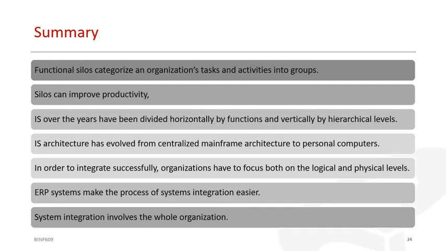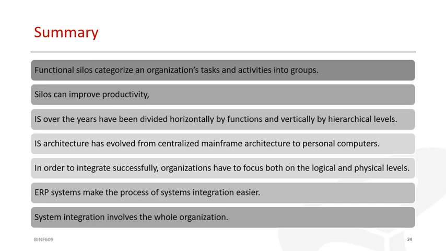So in summary, functional silos categorize an organization's tasks and activities into groups to improve efficiency and responsibility of work in the organization. Silos can improve productivity, but they often lead employees to achieve departmental goals rather than overall organizational goals. Information systems over the years have been divided horizontally by functions and vertically by hierarchical levels. Information system architecture has evolved from centralized mainframe architecture to personal computers with distributed or client-server architecture.